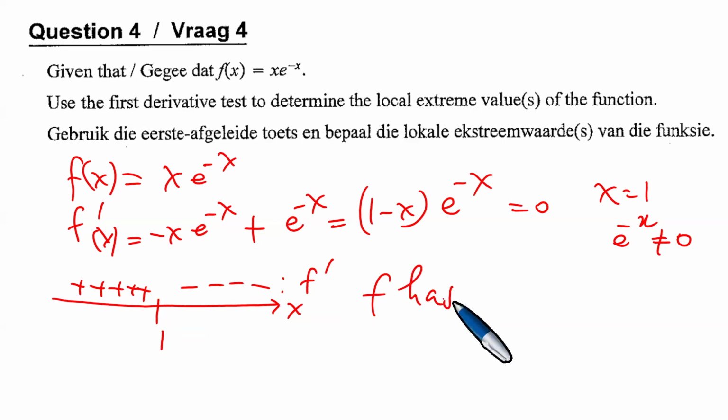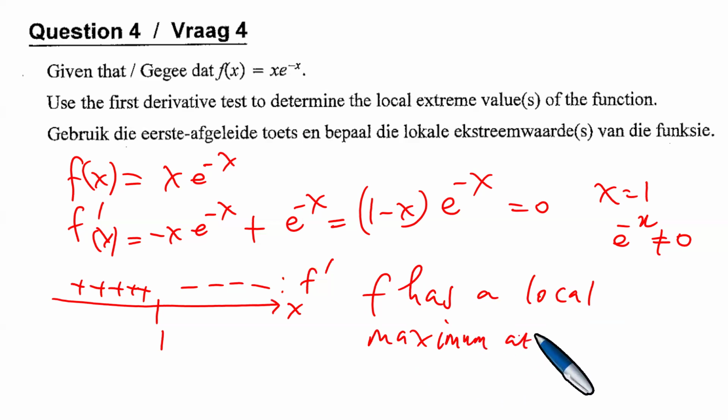F has a local max. Has a local maximum, right, because here it is increasing, then there it's decreasing. So it means that because it's increasing, then decreasing, positive to negative, there's a local maximum at the point where x is 1.